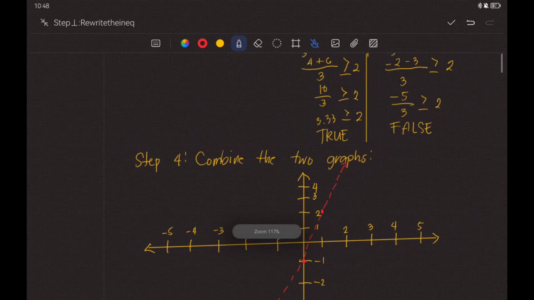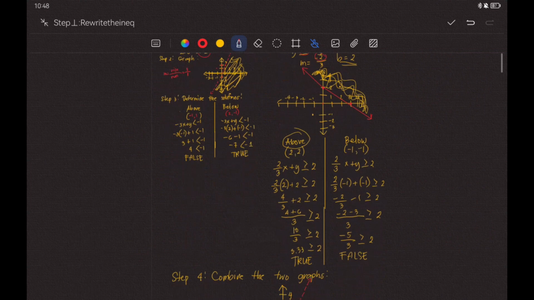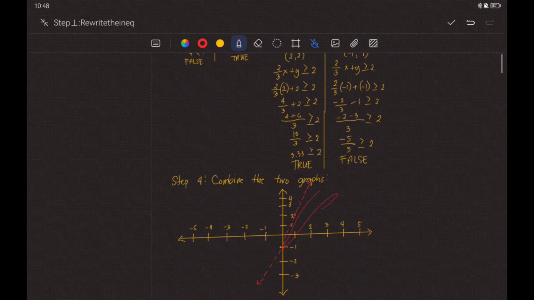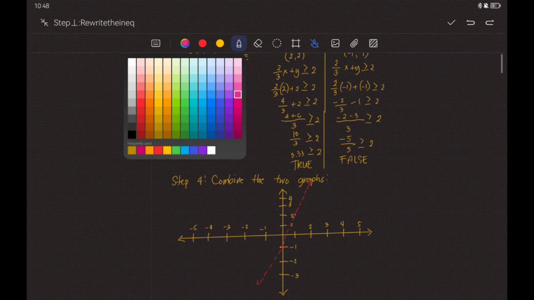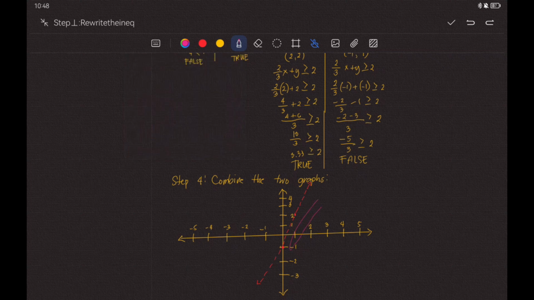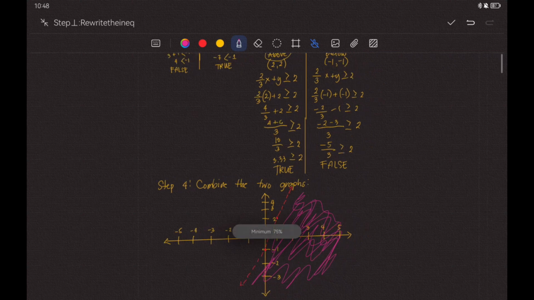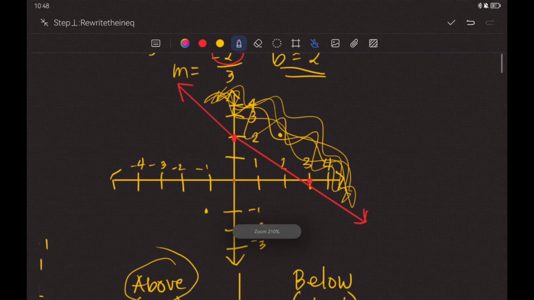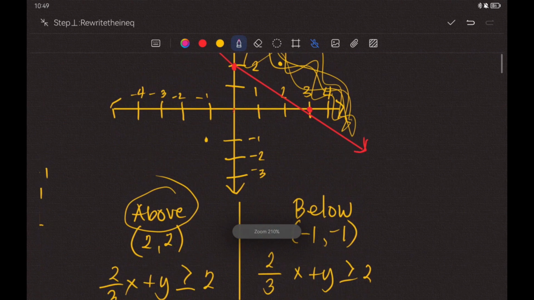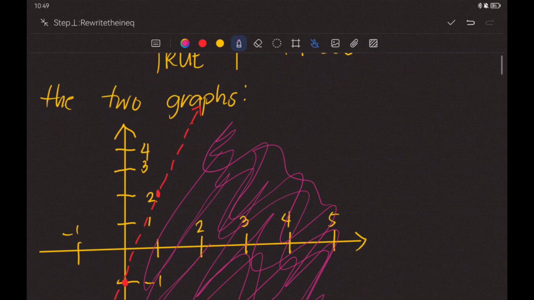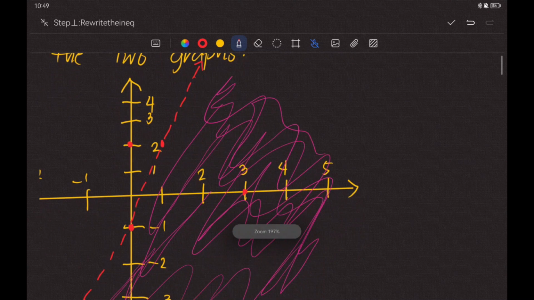For the second graph, we have shaded this part. Let me use another color. Okay. For the second graph, we have here 2 and 3. 3 and 2. So we have here 3. We have here 2. We need to connect the 2 points.